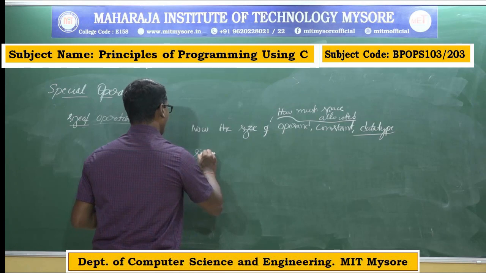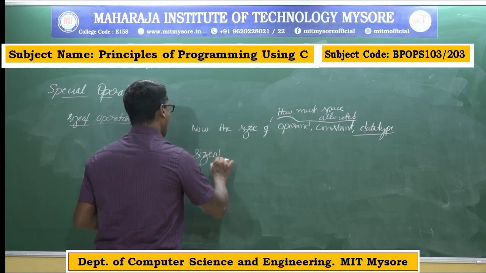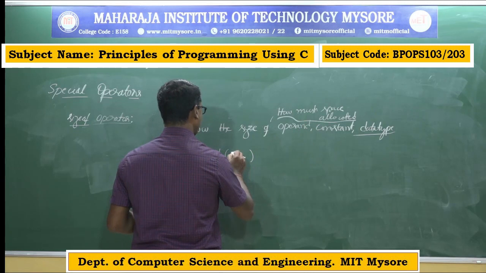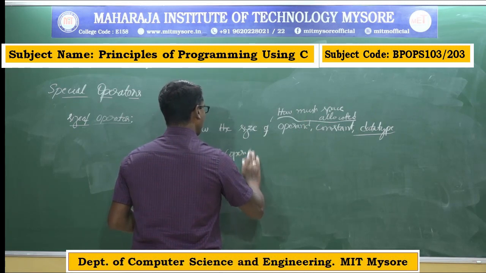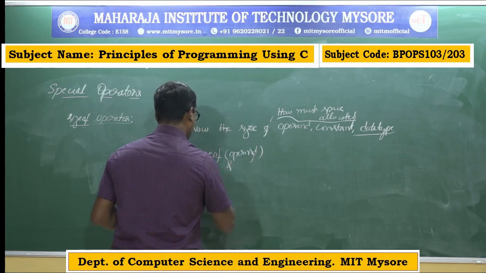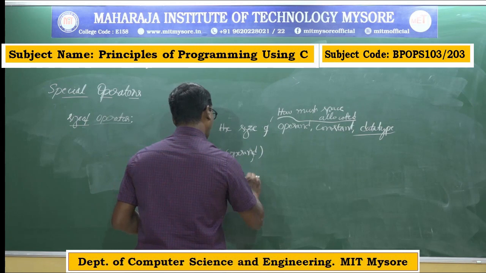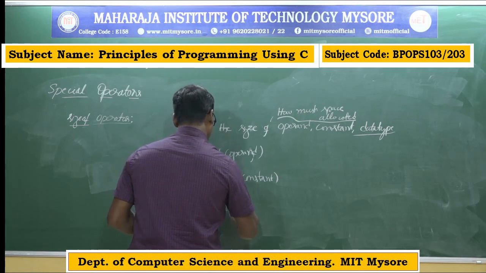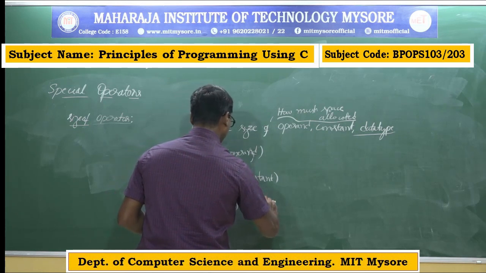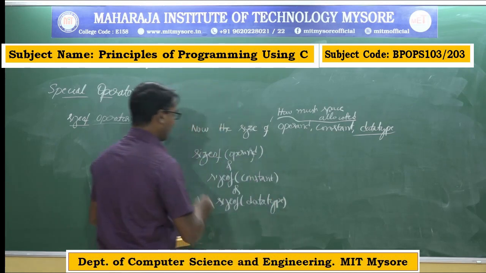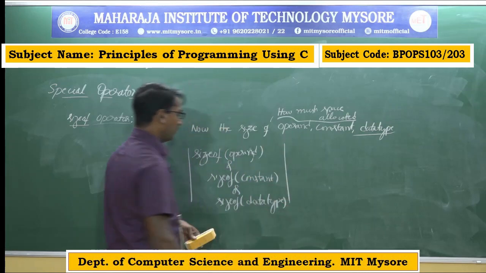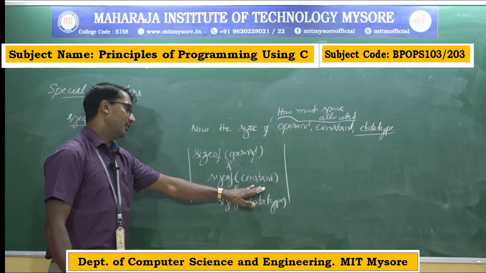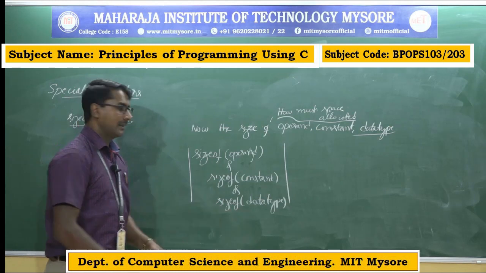It is one word, in small letters: s-i-z-e-o-f, sizeof. Within the brackets we can specify an operand, a constant, or a data type: sizeof operand, sizeof constant, or sizeof data type. So we can use these three to know the size. We can know the size of the variable or operand, the size of a constant if you specify some number, and the size of a data type.